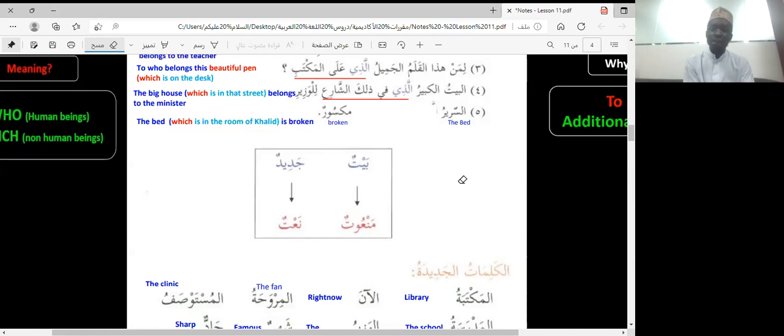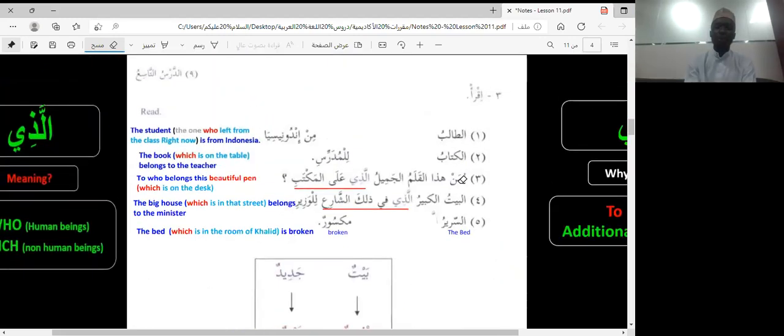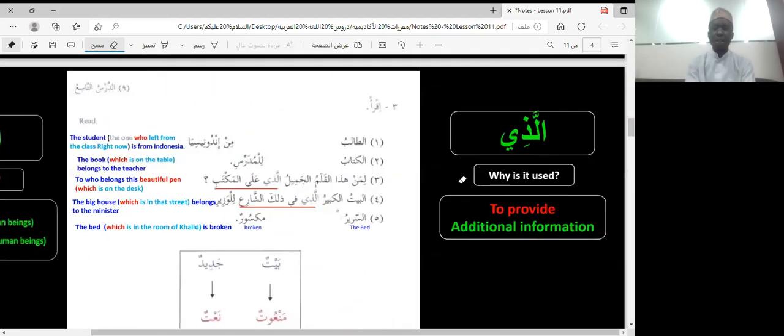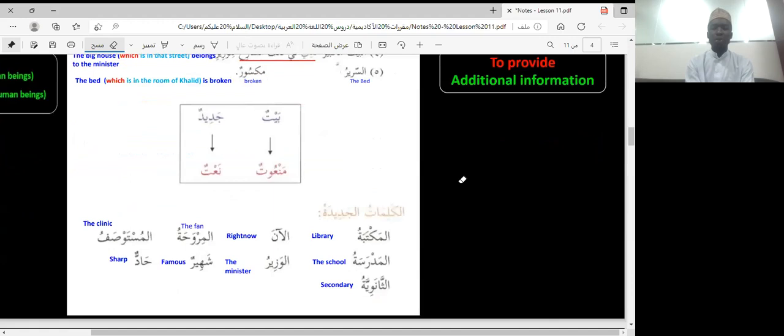Alladhi fi ghurfati Khalid maksurun, is broken. So we have understood from what we have been reading that alladhi, when it is referring to a human being, means who. When alladhi is referring to a non-human being, it means which. And it is used to provide additional information. Now they want to do a summary for you here.